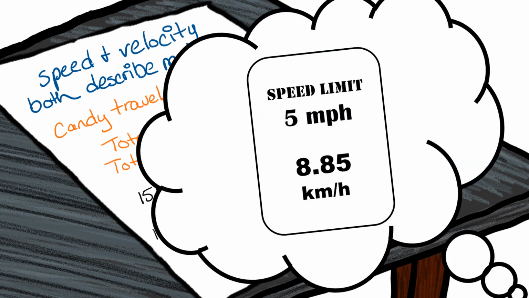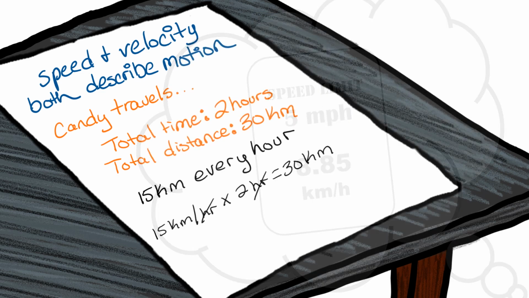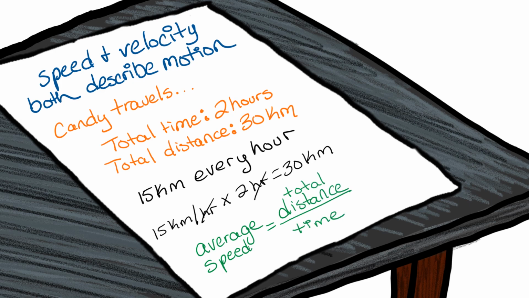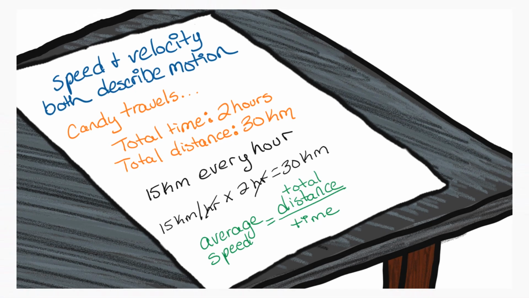I guess you're right, Alex. Candy was speeding. However, let's focus on the term used to describe her motion, such as speeding, which is accurate because we focus on her total distance traveled over a given time, which brings us to the average speed formula.